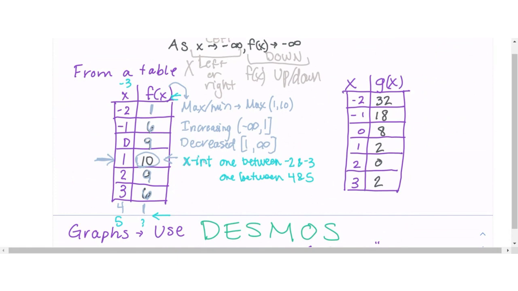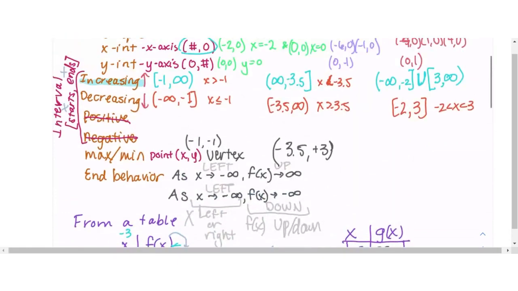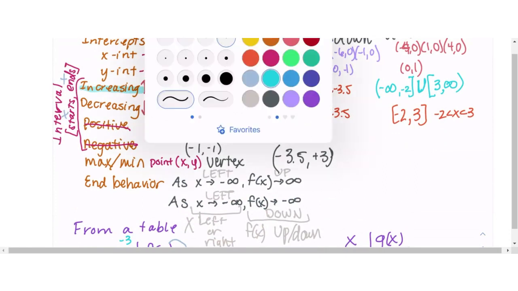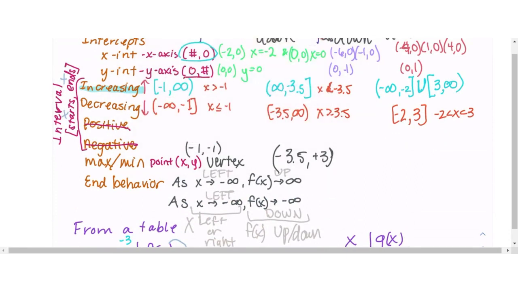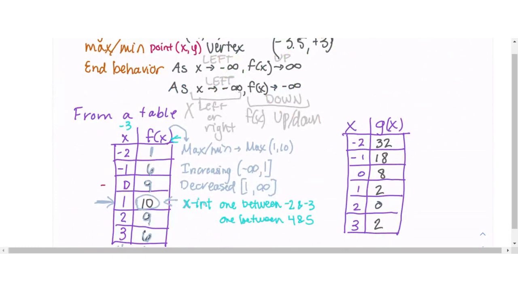The y-intercept, we've already got that one from up here. The y-intercept, we said, was a 0, comma, number, and that was right here. So this is our y-intercept. So the y-intercept is 0, 9.